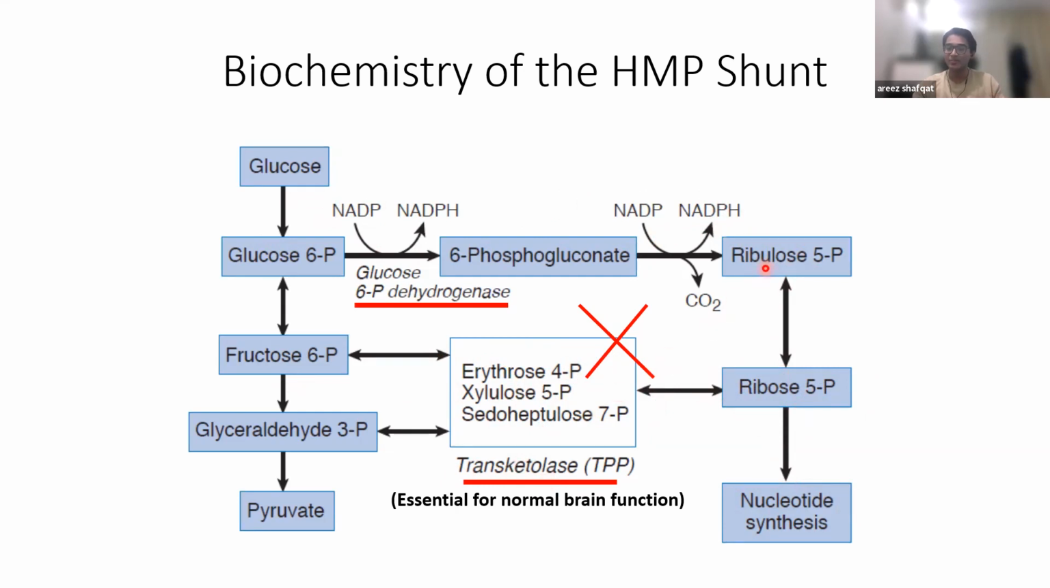All right. So your ribose 5-phosphate is the end product of the pentose phosphate pathway. It gets made into nucleotides. Alternatively, it can be made into other sugars, which can go into glycolysis.